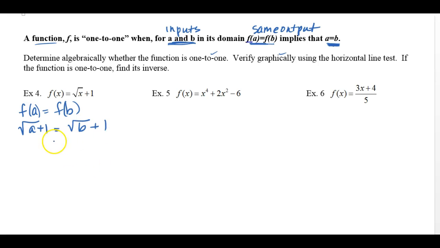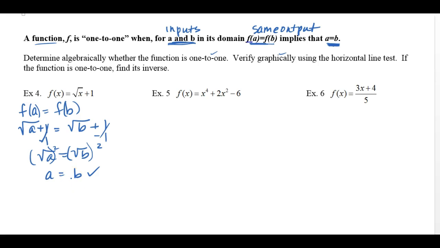All right, if I just start to solve this, I subtract 1, those go away. I have the square root of A equals the square root of B. Well, to get rid of square roots, we square them. So now I just have A equals B. All right, so I've shown that A equals B, whatever it is, right? That works. I've shown it.